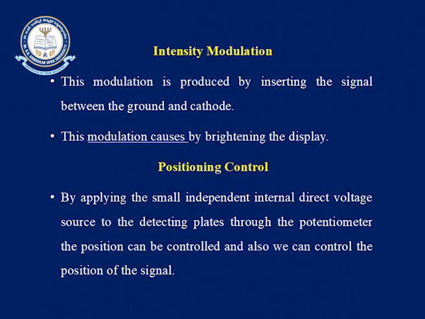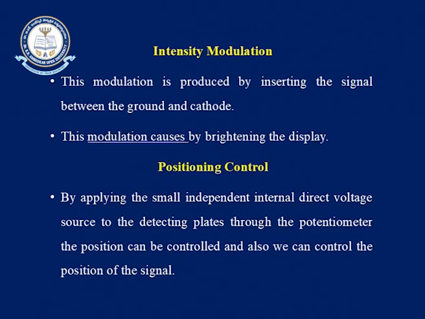There are also two types of signals: intensity modulation and position control. Intensity modulation is produced by inserting the signal between ground and cathode. The modulation traces the brightening of the display.